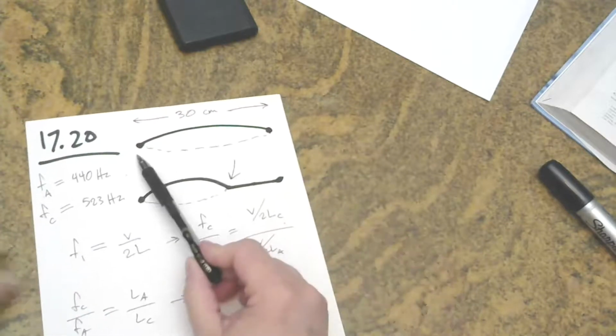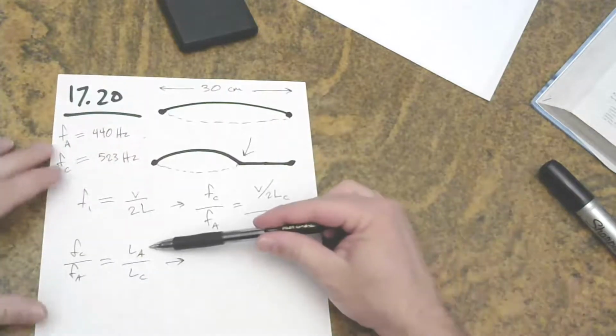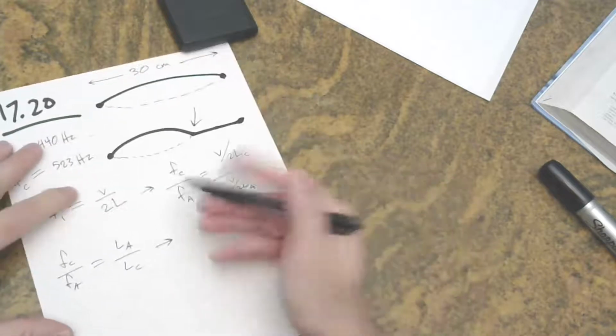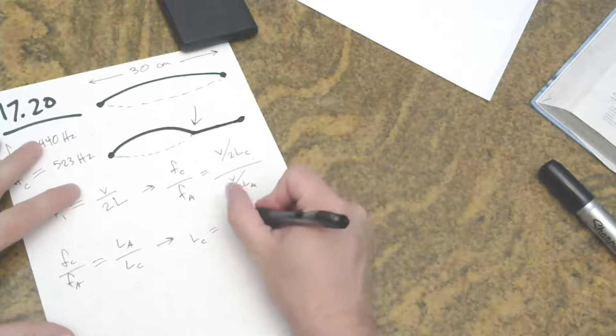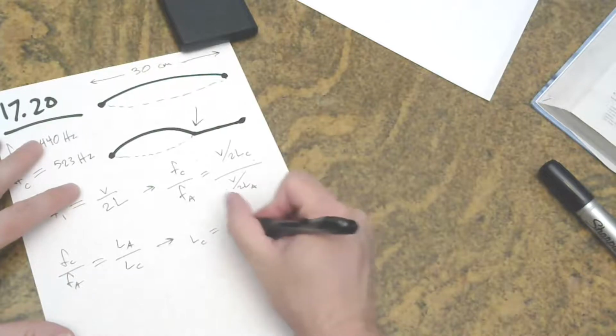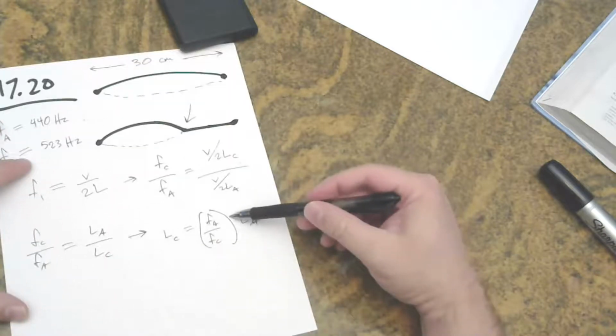We know that the total length of the string, the A string between the bridge and the nut, is 30 centimeters. So we know this quantity. We're trying to find L sub C. Looks to me that L sub C would be FA over FC times L sub A.